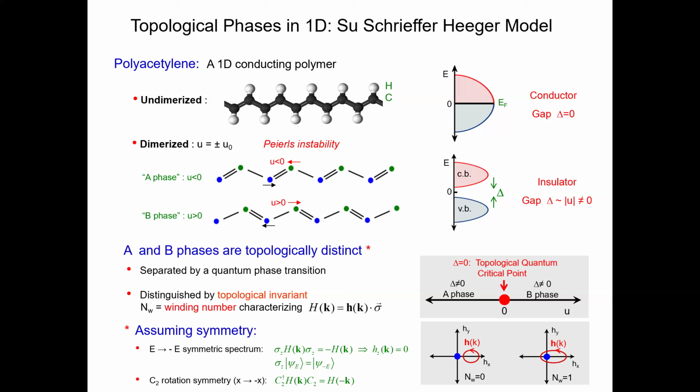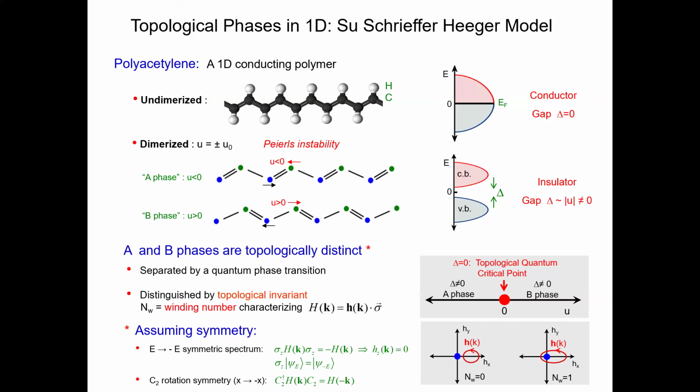But that's an unstable situation, because what polyacetylene would rather do is dimerize, forming strong and weak bonds. By doing that, it can open up an energy gap to make an insulator and lower the energy of all of the occupied electron states. This is called the Peierls instability.